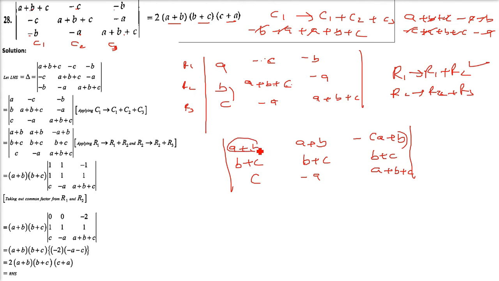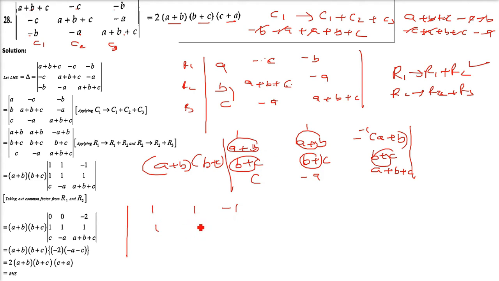Now do you see, a plus b, a plus b, a plus b, you can take common. I am taking that common, and from the second row I am taking b plus c common. So a plus b and b plus c we have taken common. What is remaining inside? 1, 1, minus 1, 1, 1, 1, c, minus a, plus b plus c, right?